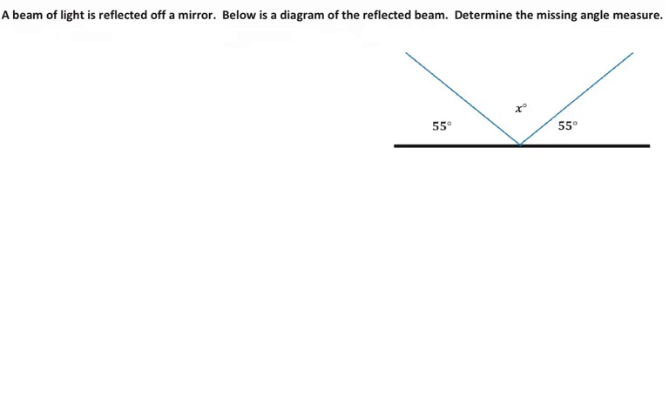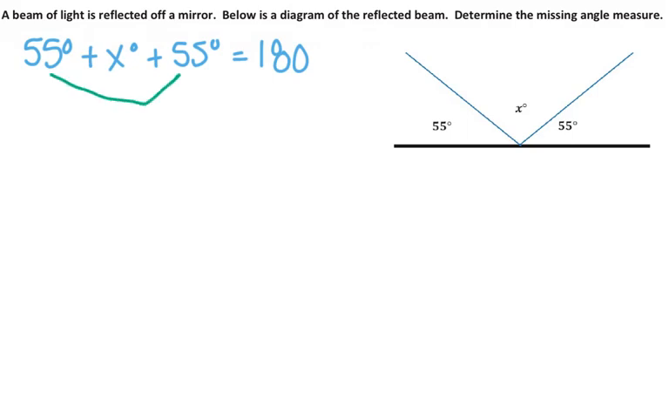Next, we have a beam of light that is being reflected off of a mirror, and below is a diagram of the reflected beam. Determine the missing angle measure. So we can see that there are 3 angles, and if we were to add up all 3 of these angles, we would get a straight line. So in our equation, I'm going to have 55 degrees plus x degrees plus 55 degrees is going to be equal to 180. And we can start by adding the 55s together to get 110.